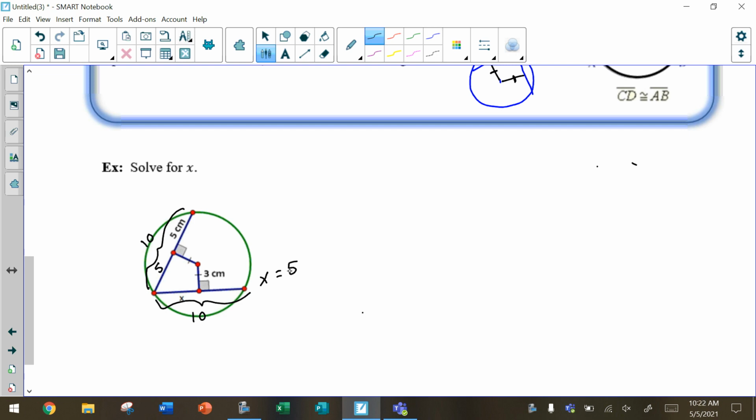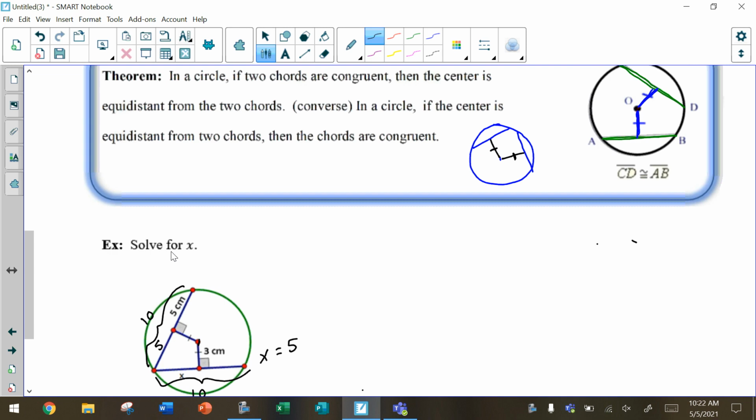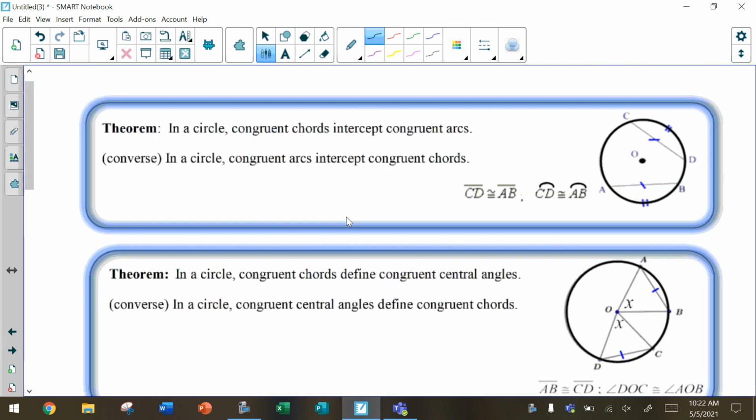All right? So it kind of ties in the first property as well, because that distance to the chord is always going to be a perpendicular segment. All right? So if these 2 chords are the same length, then these 2 distances to the center are also going to be the same length. All right? All right, last page.